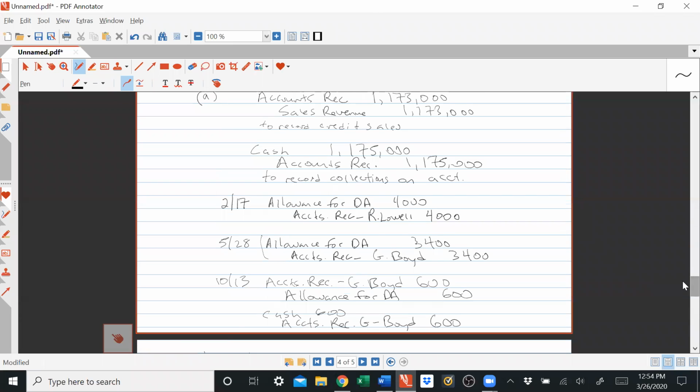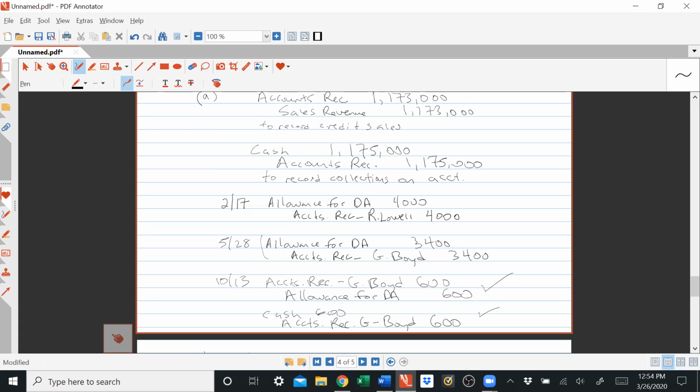There we go. October 13th, there are 2 journal entries. It's not 1, it's 2. You've got to reinstate the G. Boyd account, reinstate the portion of the G. Boyd account that they're paying back. And then show that they received the cash from G. Boyd and then take the account receivable off again.